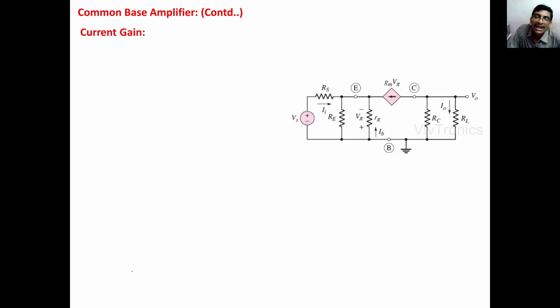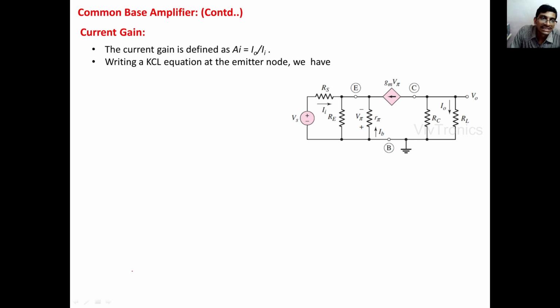Now we are going to calculate the current gain of the CB amplifier. The current gain is the ratio of output current to the input current. Here the output current is the current flowing in the RL resistance, that is I0, and the input current is the current flowing in the Rs resistance, that is Ia. And we are going to write the KCL equation at the emitter node here. Again we are going to apply the KCL at the emitter node.